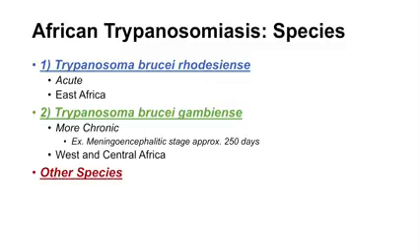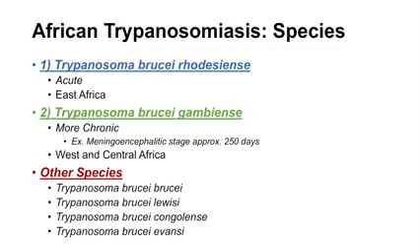Now, there are other species of Trypanosoma protozoa that cause African trypanosomiasis as well. Some of them include Trypanosoma brucei brucei, brucei lewisi, brucei congolense, and brucei evansi. So these also can cause African trypanosomiasis, but the two most important species that cause it are Trypanosoma brucei rhodesiense and Trypanosoma brucei gambiense. So we're going to talk about those two more specifically in this lesson.